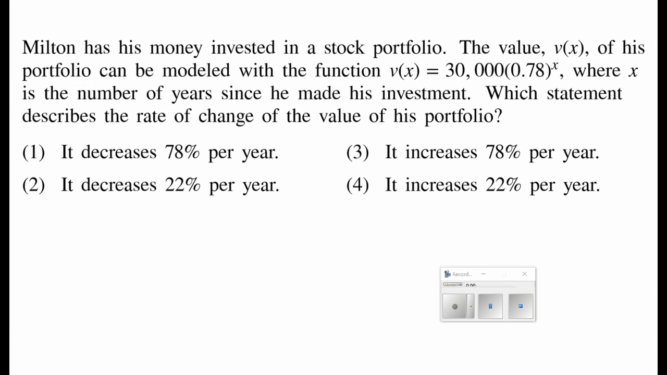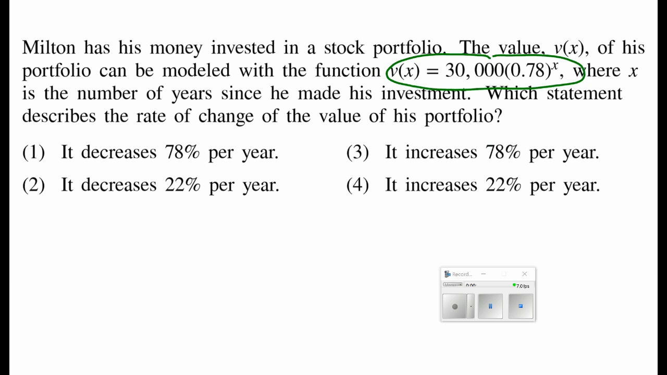Number 1, Milton has his money invested in a stock portfolio. The value E of x of his portfolio can be modeled by this function, where x is the number of years since he made his investment. Which statement describes the rate of change of the value of his portfolio? So we have an exponential function here. Hopefully you recognize he starts with $30,000, and this 0.78 has to deal with the percent rate of change.